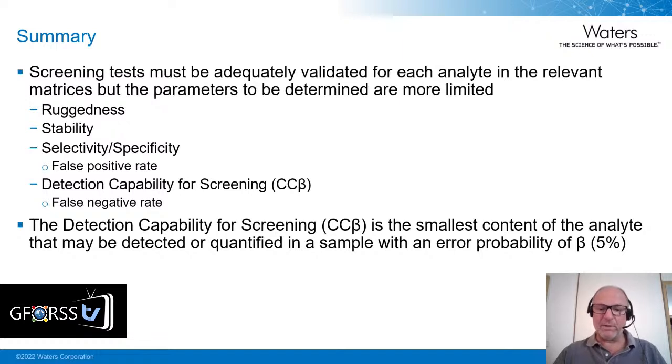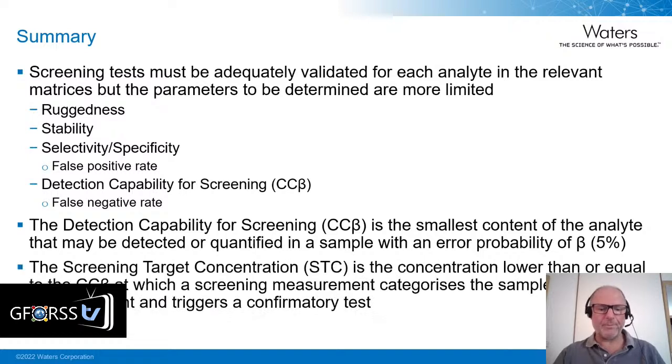The detection capability for screening, CC-beta as a reminder, is the smallest content of the analyte that may be detected or quantified in a sample with an error probability of beta, which in this case was 5%. The screening target concentration, STC, is the concentration lower than or equal to the CC-beta at which a screening measurement categorizes the sample as potentially non-compliant and triggers a confirmatory test. And lastly, the value for CC-beta is greater than or equal to the STC, depending on which approach you took.